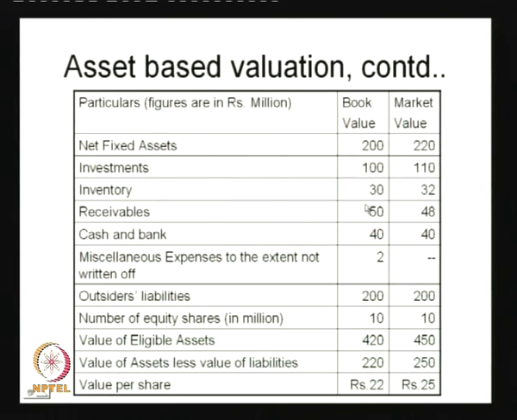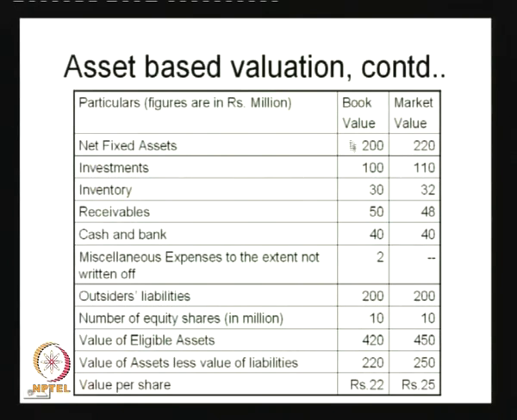Then come the receivables. Though 50 million rupees is the book value, possibly one can realize only 48 million from the debtors. For cash and bank, obviously there will not be any change as far as market value and book value are concerned. And there is a fictitious asset, like miscellaneous expense to the extent not written off, that is 2 million. Obviously, it has no market value as such. This company has outsiders' liability of 200 million, and that is also taken as market value of 200, that is, the liability holders would like to get 200 million for whatever 200 million they have actually given.